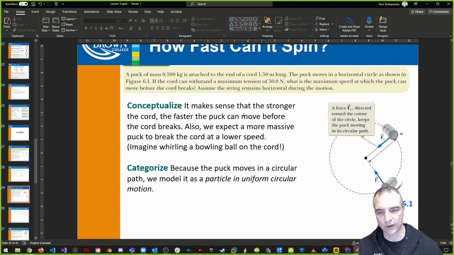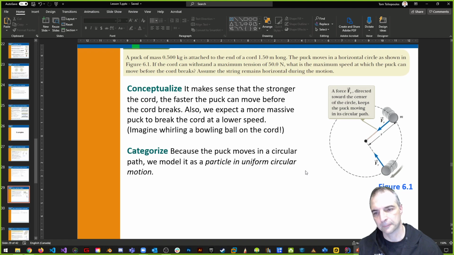So how do I figure this out? It says it makes sense that the stronger the cord, the faster the puck can move around the cord before it breaks. Also, we expect a more massive puck to break the cord at lower speed, right? So that makes sense. Categorize. Because the puck moves in a circular path, we model it as a particle in uniform circular motion. Why? Because it's not changing, right, around this axis. Again, looking at this as a top-down view. Okay?